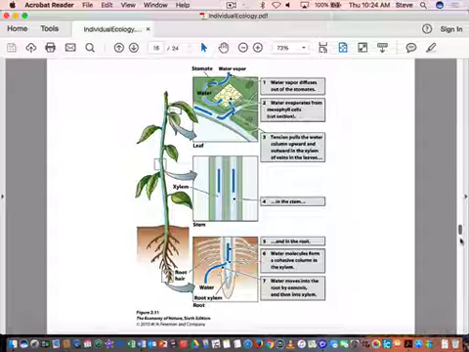And then eventually the water evaporates from the cells, and the water vapor diffuses. It can evaporate from the cells, but it can also go out through the stomata, and you can lose the water that way. So tension pulls the water column upward and outward in the xylem, and that's how you get the water movement of plants through this simple process of osmosis.